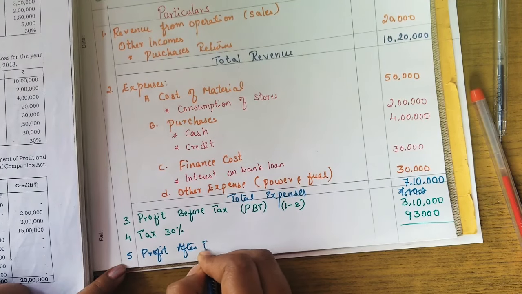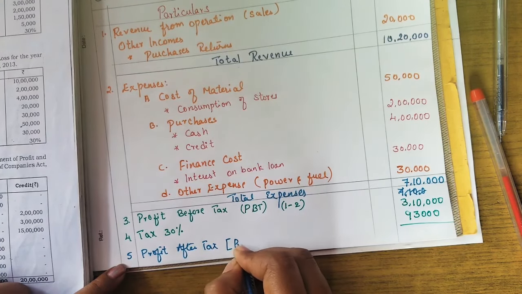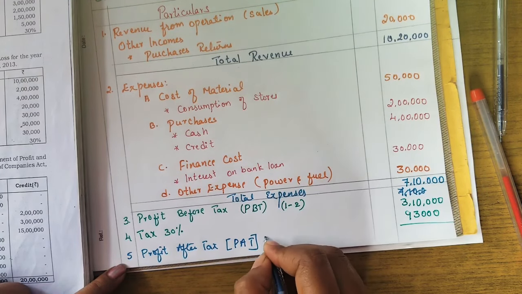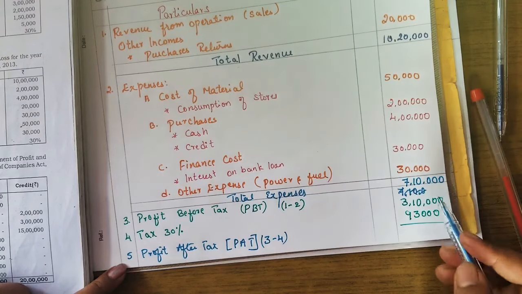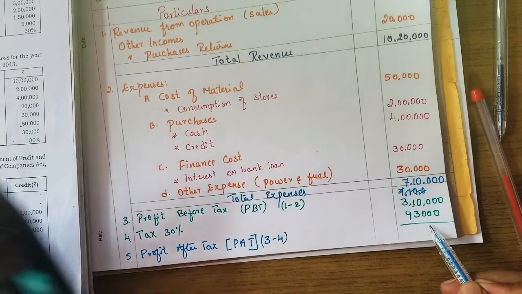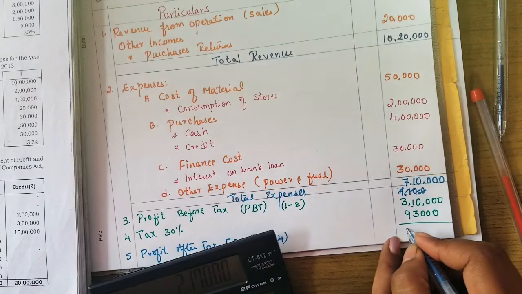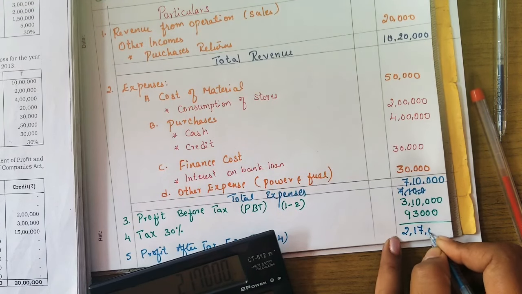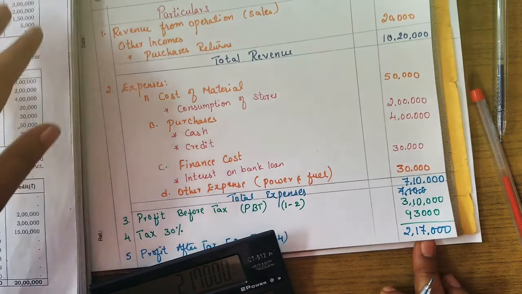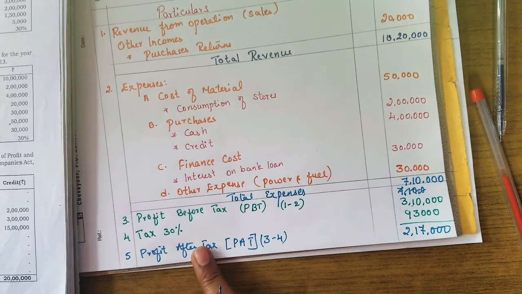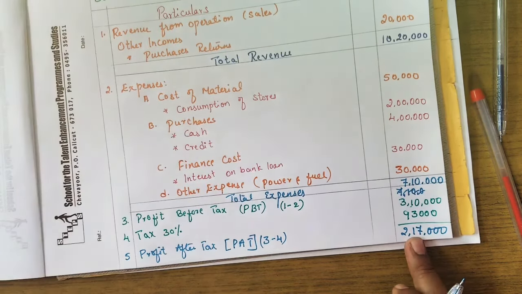So here also we have a short form. If they have given PAT, it's nothing but profit after tax. So this you will be calculating as 3 minus 4, that is 3 lakh 10,000 minus 93,000, the tax paid. So finally we are receiving the total profit of 2 lakhs 17,000. 2 lakhs 17,000 is the profit after tax. Profit after tax is 2 lakhs 17,000.